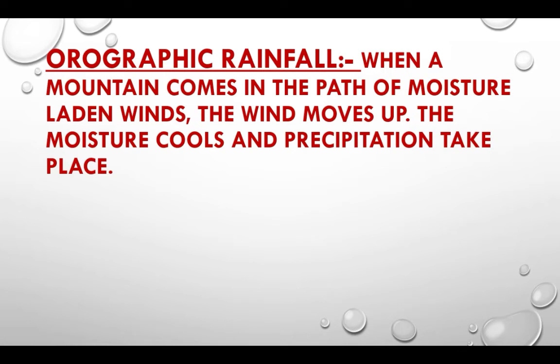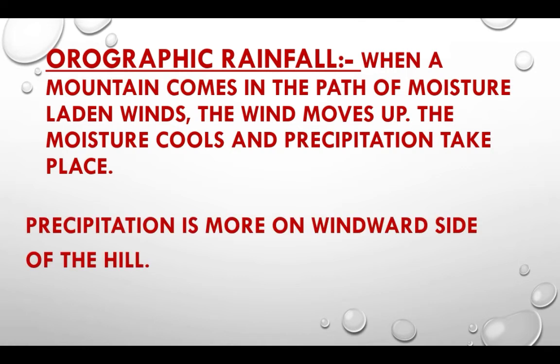Next is the orographic rainfall. When a mountain or a hill or a higher land is in the path of moisture laden winds, the winds move up, and in the process the moisture cools and condensation and precipitation takes place. This is called orographic rainfall. It is also known as relief rainfall.